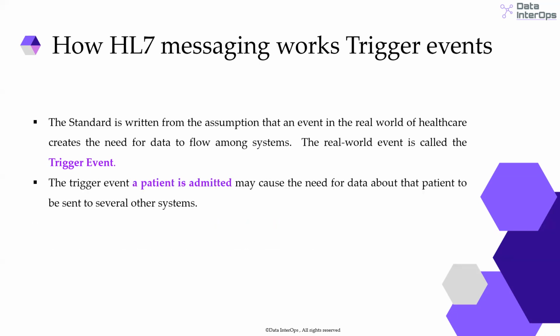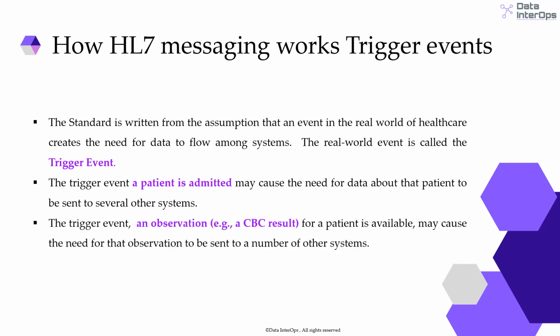So patient getting admitted into the hospital, so that is one trigger event. Then an observation. For example, an order is placed by the doctor, and this order information is sent from EHR to the lab system, and that is another observation, another event that's happening. So there are many examples wherever an event happens, and if it is sending message from one system to another, it is called as trigger event.